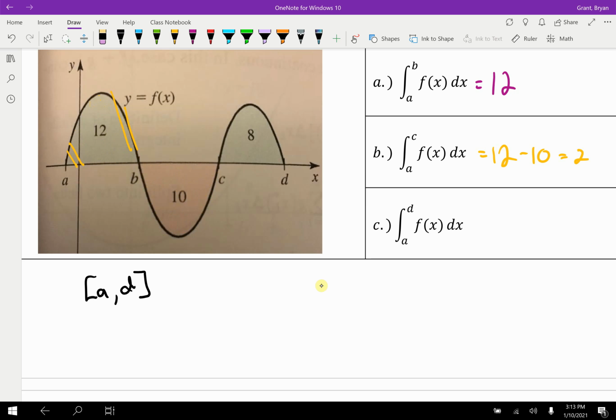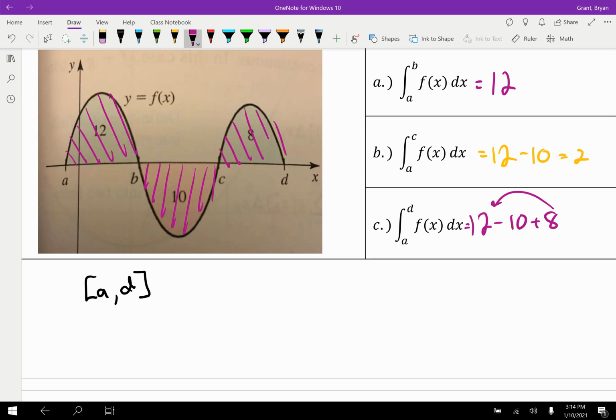What about from a to d? Well, from a to d, same idea. We already know that this is 12 minus 10, which is 2, and then we have to add 8 more. So 12 minus 10 plus 8. 12 and 8 is 20. 20 minus 10 is 10. You could have just done 2 plus 8, of course, as well. Great. That's the idea of signed area.